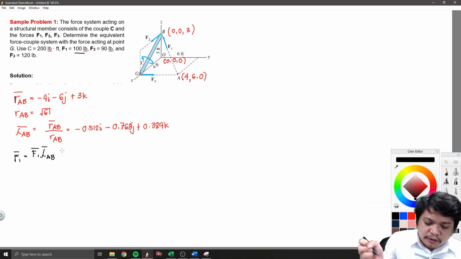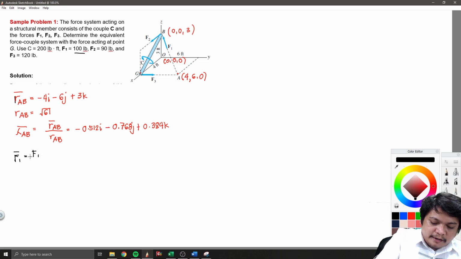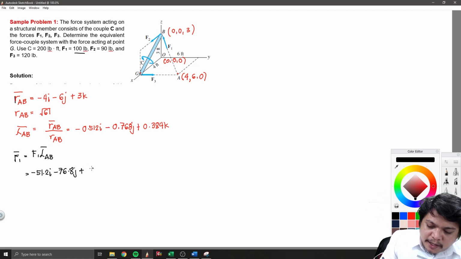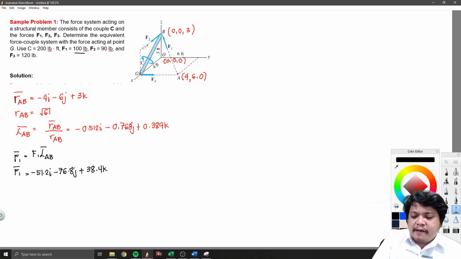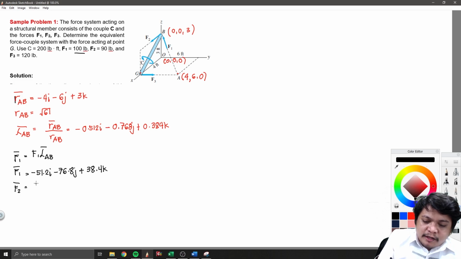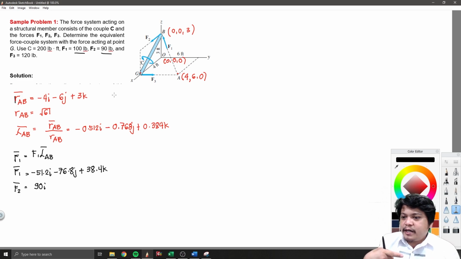Okay? F1, lambda AB. Okay? So, 100, so that is negative 51.2i minus 76.8 of j, and then plus 38.4 of k. So you have now this F sub 1. Okay? Now for the F sub 2, papansinin nyo, si F sub 2 is directed on the positive x. So automatically si F sub 2 mo, that is 90i. Okay? 90 kasi siya, and it is directed on the positive x direction, which is on the i direction. So you will be having here 90i.